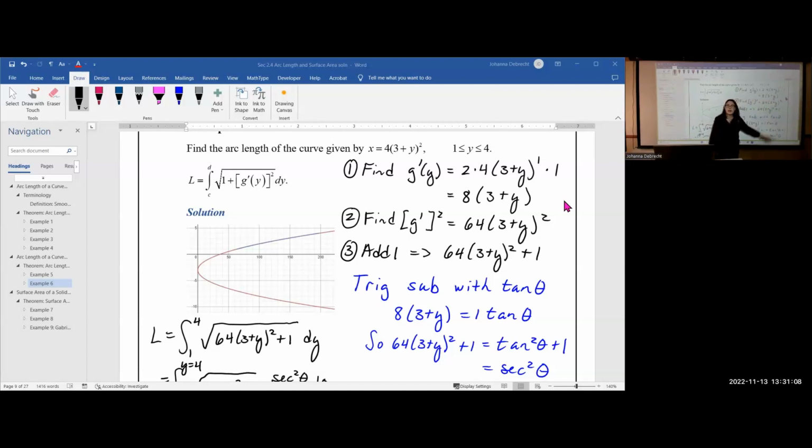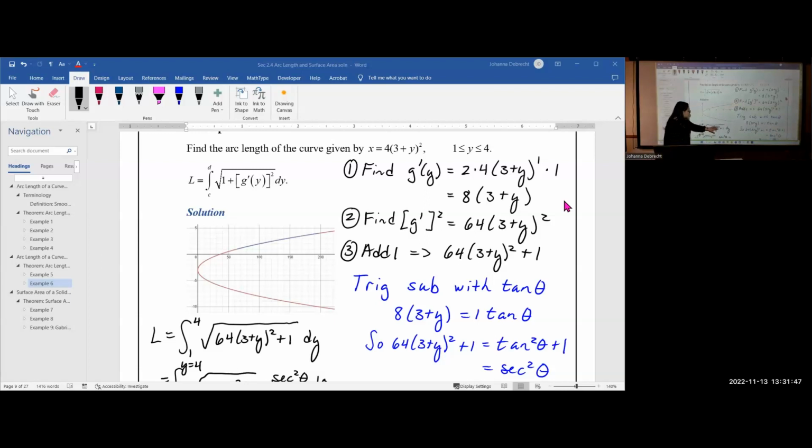This, if we multiply it out, is almost certainly not going to refactor as something squared, which is why we need trig substitution. Both terms are positive, so it's going to be tangent. We take the square root of the variable term, and we say 8 times quantity 3 plus y is 1 tangent of theta, 1 because that's a 1. And then, of course, we rebuild what our expression is that's going to go under the radical, which is this 64 times quantity 3 plus y squared plus 1. And this will give us tangent squared of theta plus 1, which is secant squared.